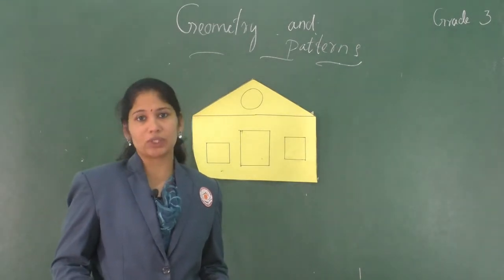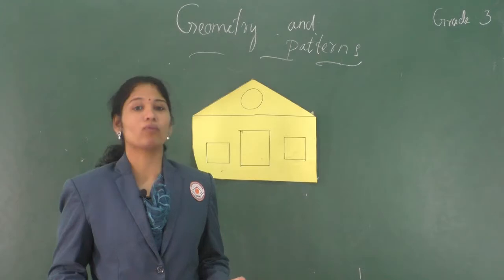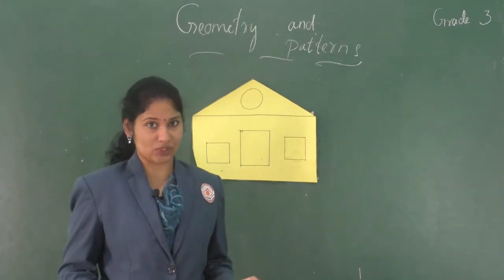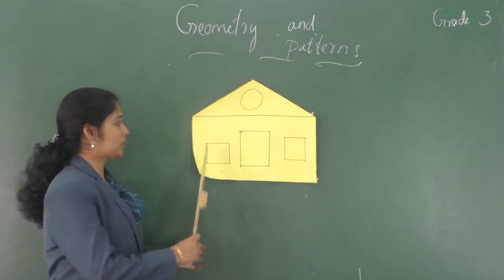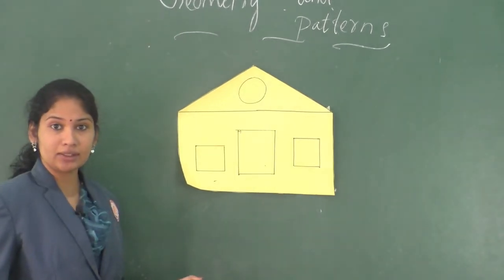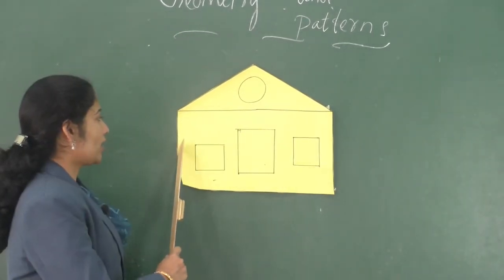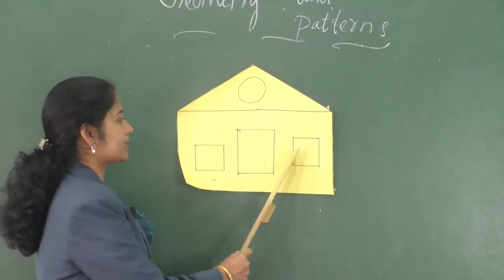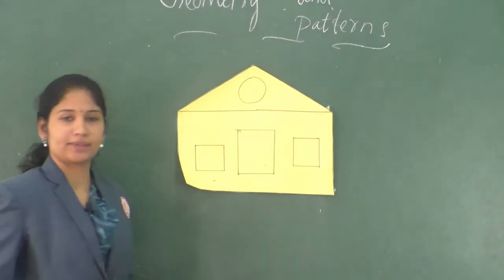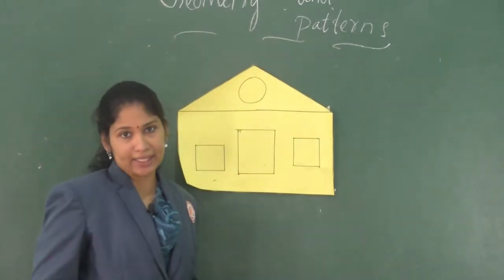Before we enter into the new chapter, let's recall what we have learned in the last year. This is a picture of a house. Can you tell me how many vertical lines are there? Yes, 1, 2, 3, 4, 5, 6, 7, 8. 8 vertical lines are there.